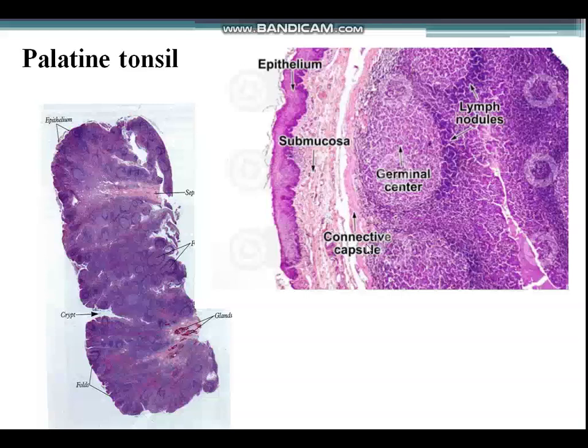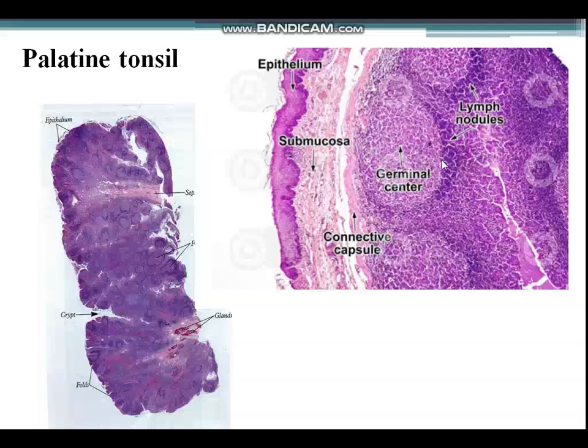But inside of the palatine tonsil we can distinguish lymphoid nodules, individual nodules. Here they have germinal centers. These are regions for proliferation and differentiation of the lymphocytes, mainly B lymphocytes.